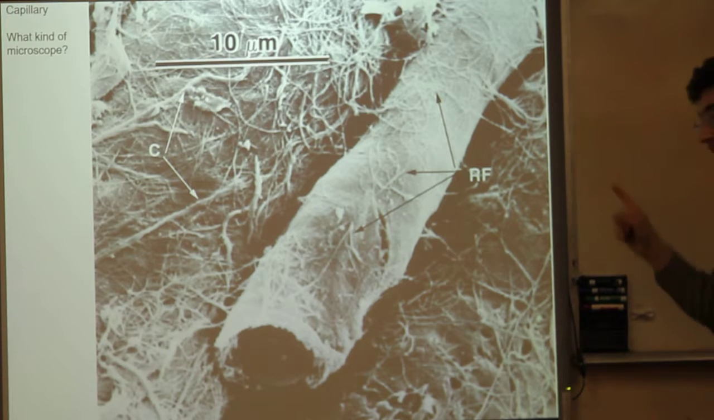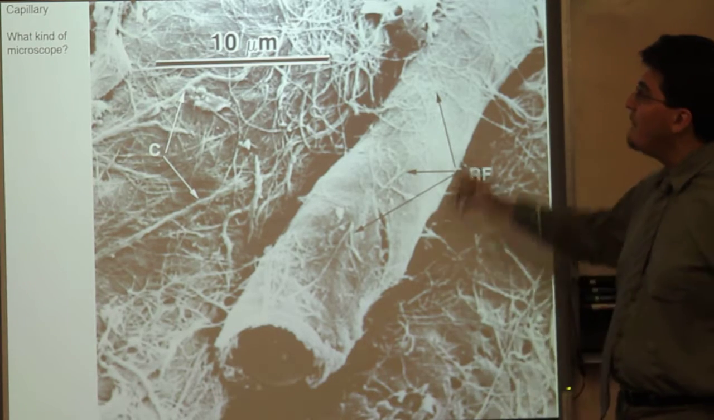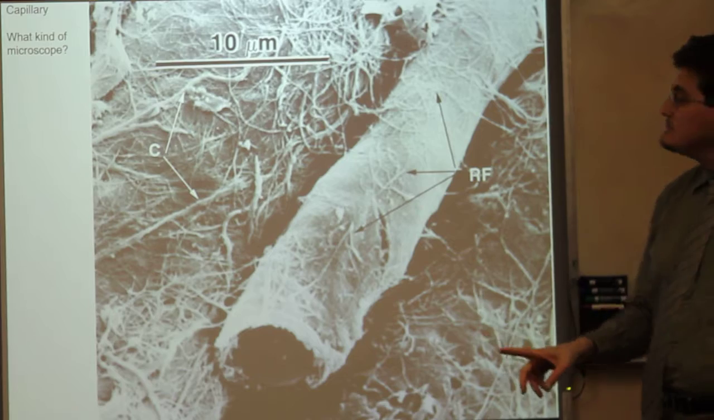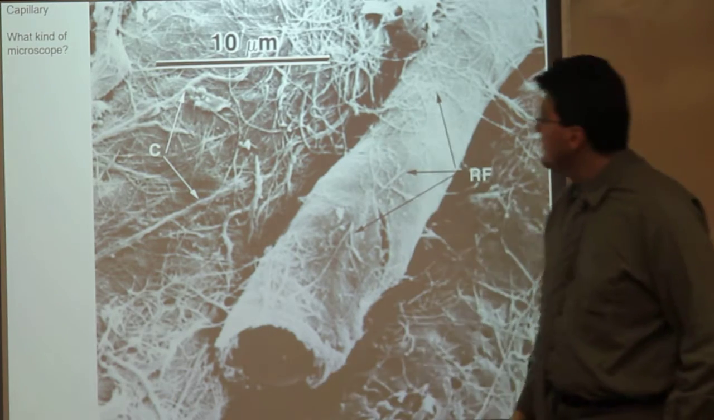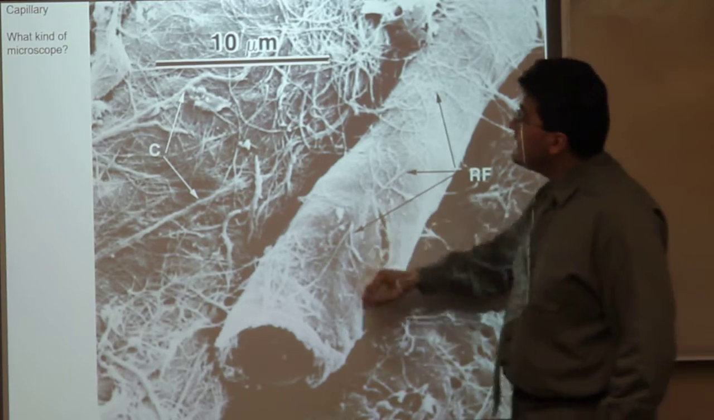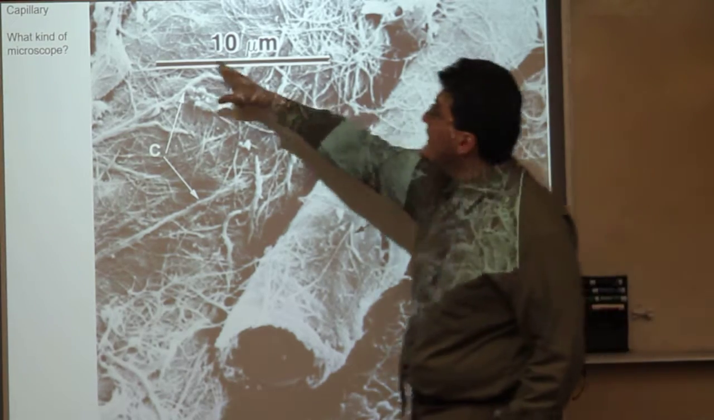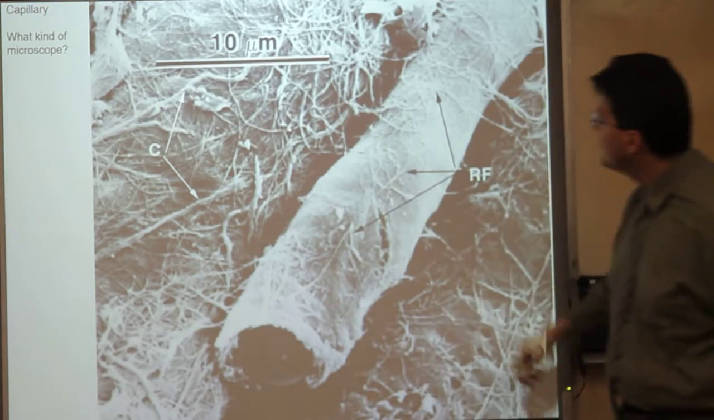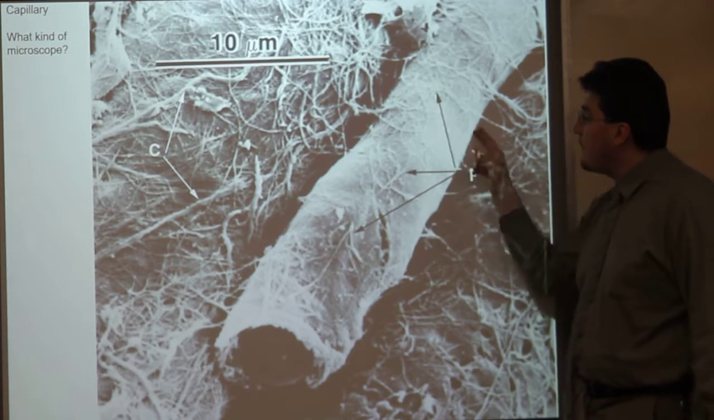No, this is a scanning electron micrograph image of a capillary. So this is a capillary that has been cut and torn, and these are reticulating fibers and collagen fibers around the edges. And this is a scale bar here showing 10 microliters, and this is a very small, thin structure.